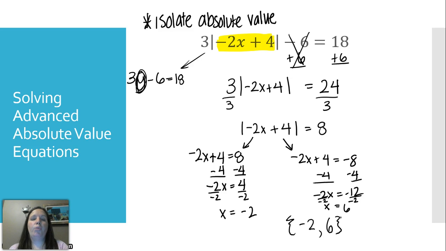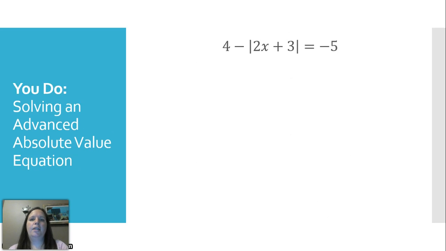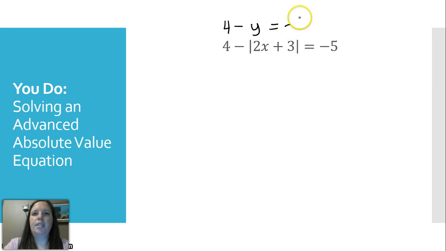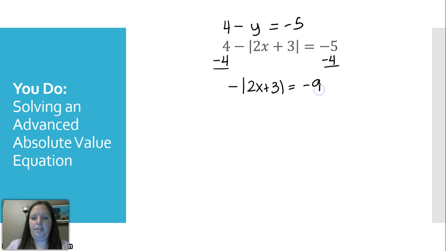Okay, so we got one more for you to try. Take an attempt at this problem. Pause and take an attempt. All right, so if we look at this, thinking about it as an equation and isolating that y, isolating that absolute value portion, we're going to subtract 4 first. We didn't do anything with this negative sign yet, so I'm going to leave it. Negative absolute value of 2x plus 3 equals negative 9.